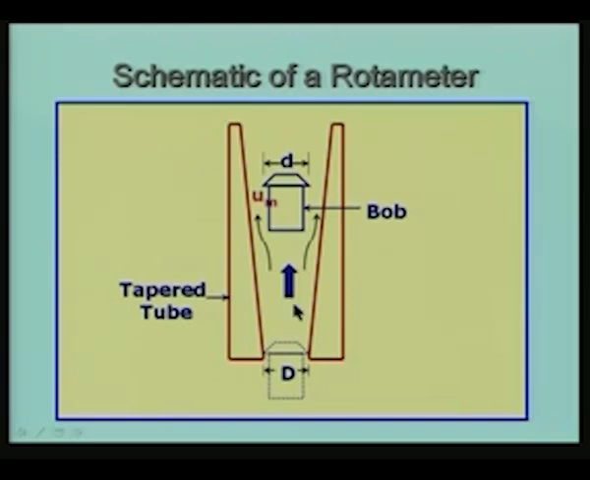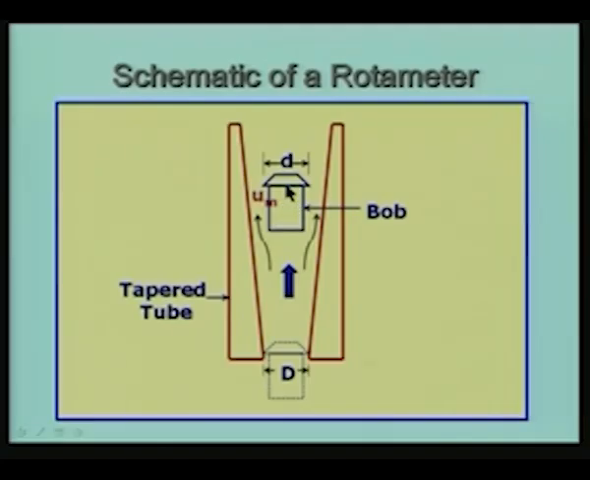Now suppose there is a flow of fluid, it may be either a gas or a liquid. If it is flowing like this, it has to negotiate the bob, go around the bob through the space available between the bob and the outer tube. The area available for flow is actually the annular area between this d and the local diameter of the outer tube. There is an annulus which is formed. If we say the value of the velocity in that annular region is um, the bob is going to experience 2-3 forces.